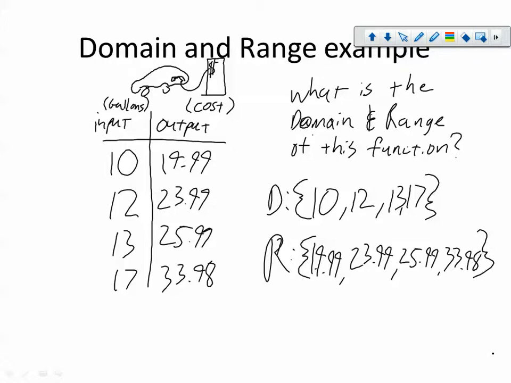So that's domain and range. It's fairly simple. Domain is the list of all of the inputs, and the range is the list of all of the outputs. The biggest thing that I see people do is confuse them. Input, domain, output, range. Say that in your head three times. Don't say it out loud because then we'll laugh at you. Nobody likes to get laughed at, right?